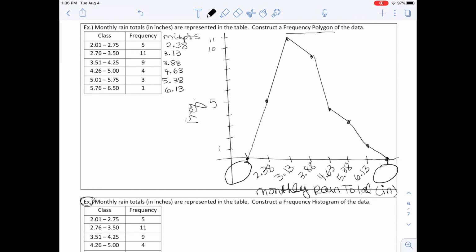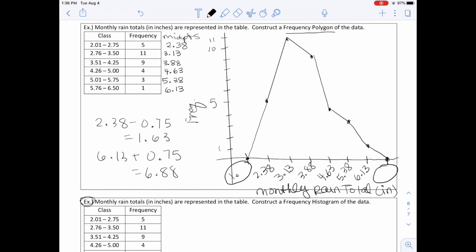If you did 3.13 minus 2.38, you get 0.75. If you do 3.88 minus 3.13, you get 0.75. So we're actually counting by 0.75s. To figure out that first number, I take my 2.38 and subtract 0.75, and that first number is 1.63. And then to get the far right number, I'm going to take my 6.13 and add 0.75 to it, and I get a value of 6.88.